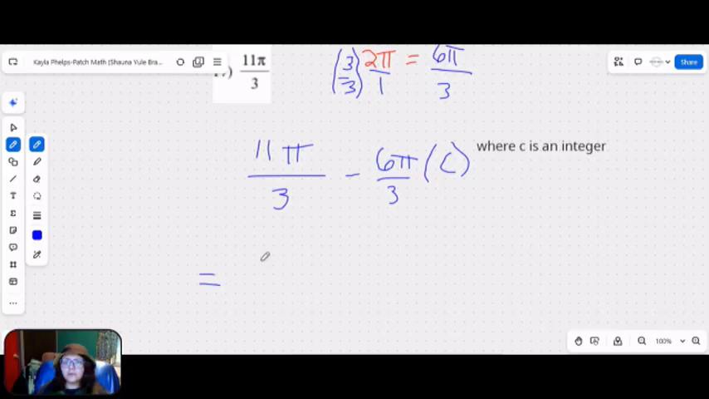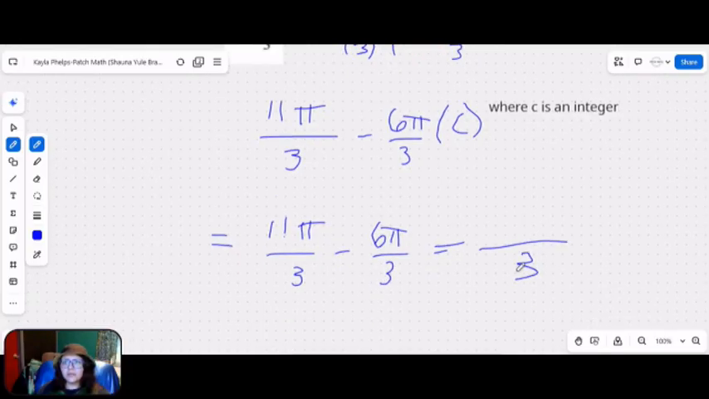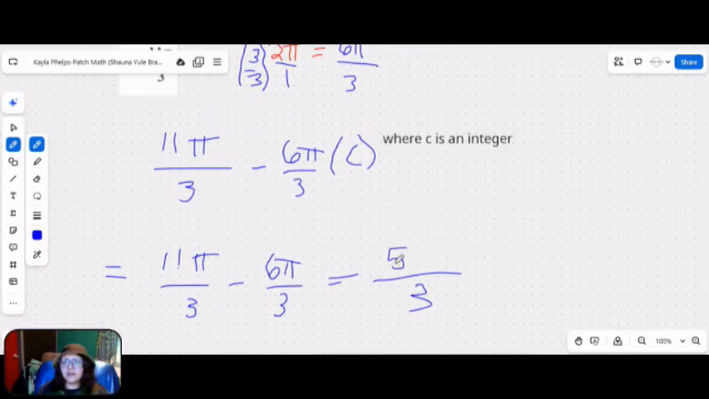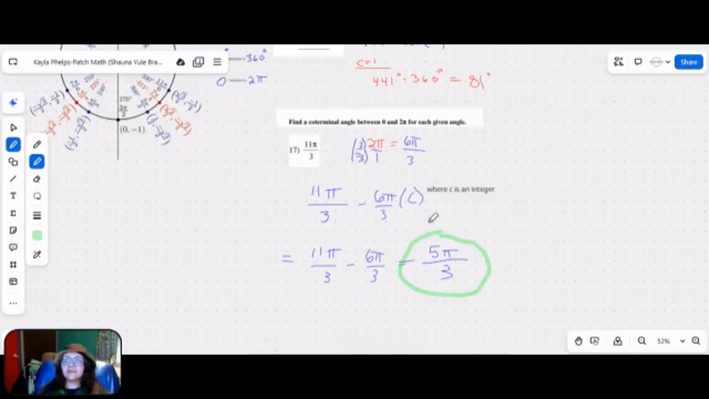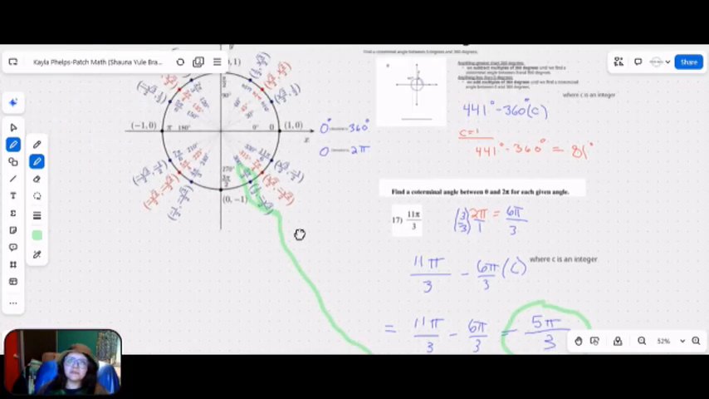So we get 11 pi over 3 minus 6 pi over 3, which is equal to that denominator of 3. And 11 minus 6 is 5, so 5 pi over 3. Lucky for us, we can use the unit circle here because 5 pi over 3 happens to be on our unit circle.